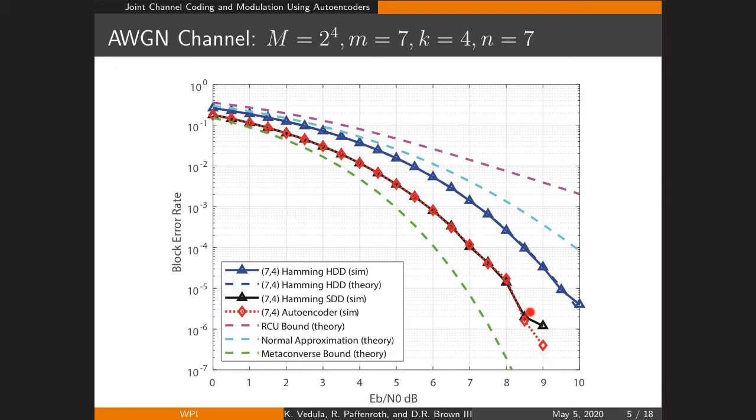If you notice, the autoencoder curve overlaps the soft decision decoding curve, and the performance is similar to that of the soft decision decoding curve. So that is the key takeaway from this point. That means the autoencoder learned a code with the same block error rate performance as Hamming 7/4 with BPSK modulation and soft decision decoding, which can also be called maximum likelihood decoding.